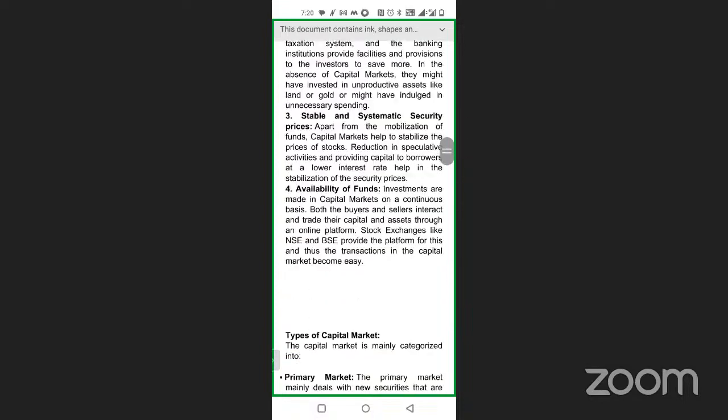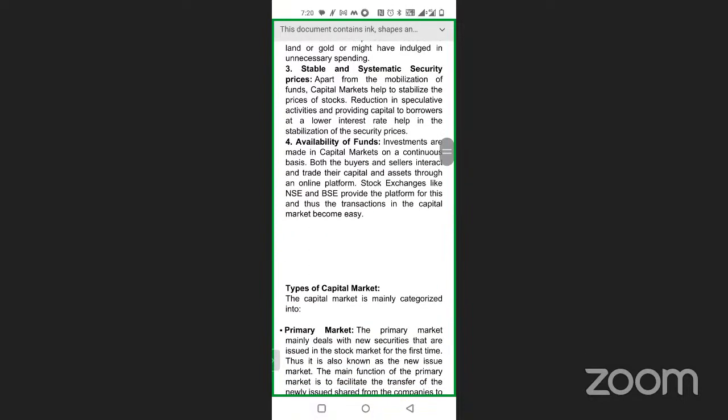Fourth function of the capital market is called availability of the funds. Now, availability of the funds is one of the major requirements, whether it is a capital market or the market of RBI or IRDA of India. So what does that mean? As the statement is written, investments are made in the capital market on a continuous basis; both buyers and sellers interact for trading their capital and assets through NSE and BSE, which provide the platform for this. Thus, transactions in the capital market become easy.